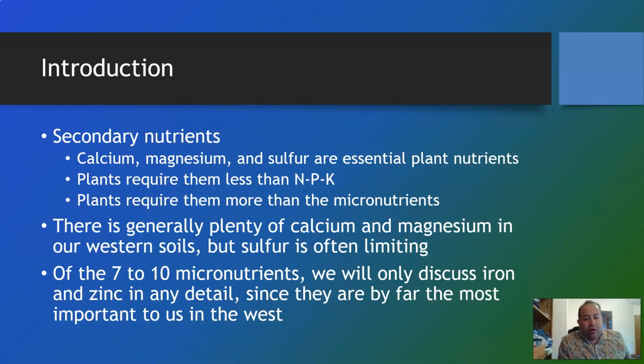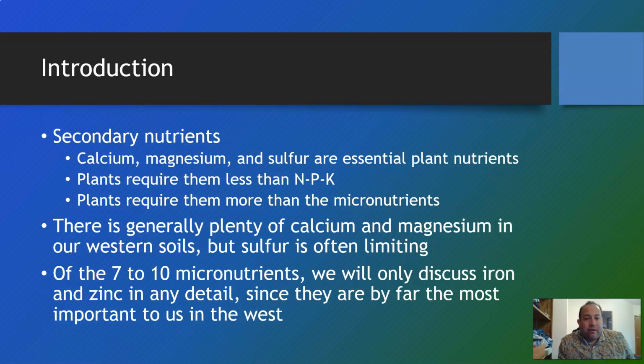So we're going to focus on the secondary nutrients. So we've got calcium, magnesium, and sulfur. All three of them are essential plant nutrients, but they aren't as essential to the plant as nitrogen, potassium, and phosphorus. And so that's what makes them secondary. But they're not micronutrients because the micronutrients are required even less than the secondary nutrients. So we've got a little hierarchy. And at the end of the slideshow, I've got a graphic that spells that all out.